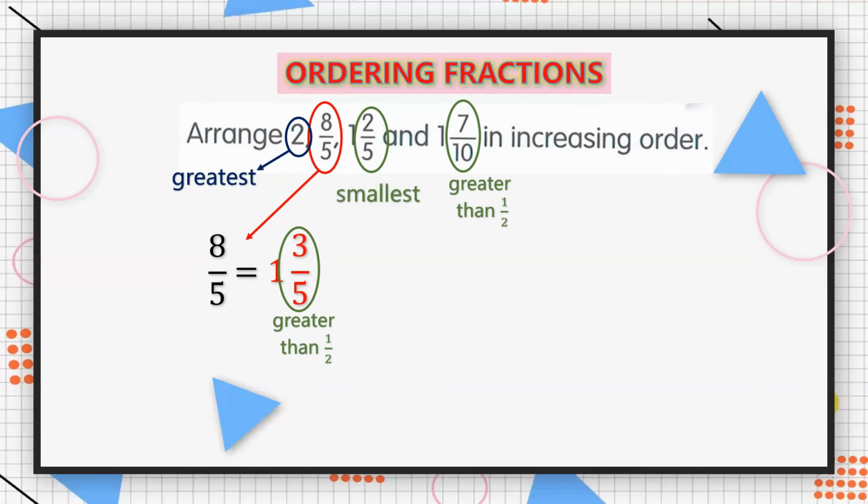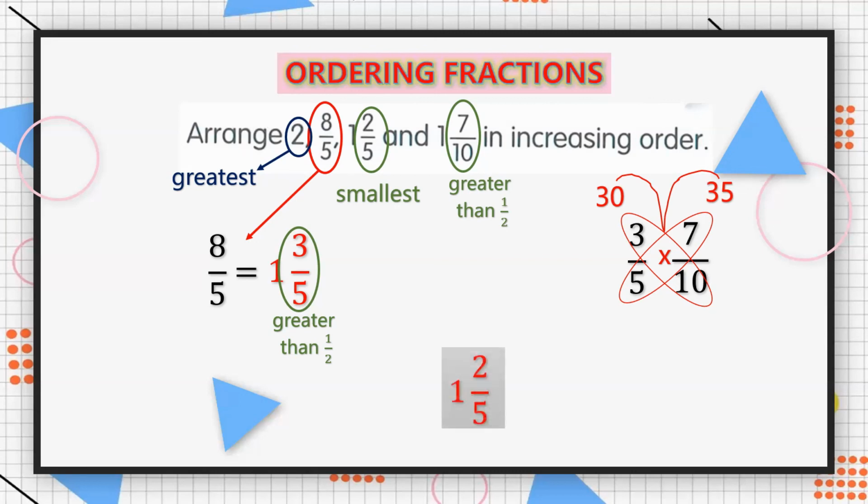Now let's compare 3 over 5 and 7 over 10. Using the butterfly method, 3 times 10 is equal to 30. 7 times 5 is equal to 35. 30 is smaller than 35. Therefore, the correct order of the fractions will be 1 and 2 over 5, then 8 over 5, then 1 and 7 over 10, and 2.